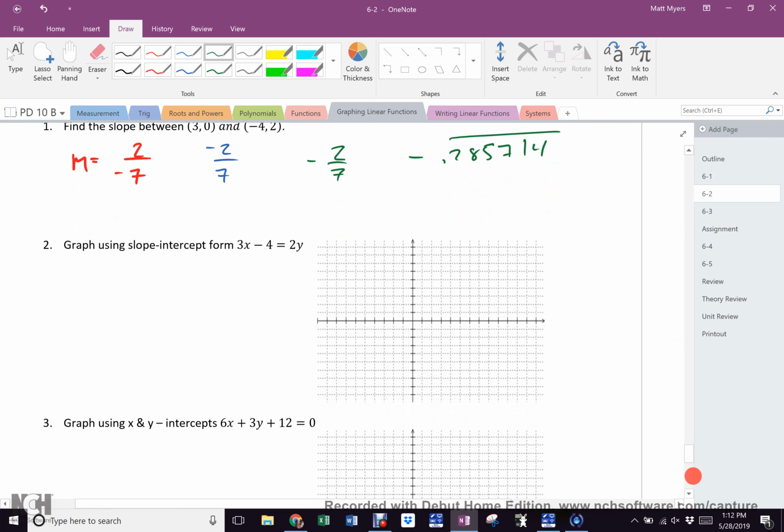Graph using slope-intercept form. Slope-intercept form is y equals mx plus b. Isolate y. 3 over 2x minus 2 equals y. Minus 2, up 1, 2. 3 over 1, 2. There.